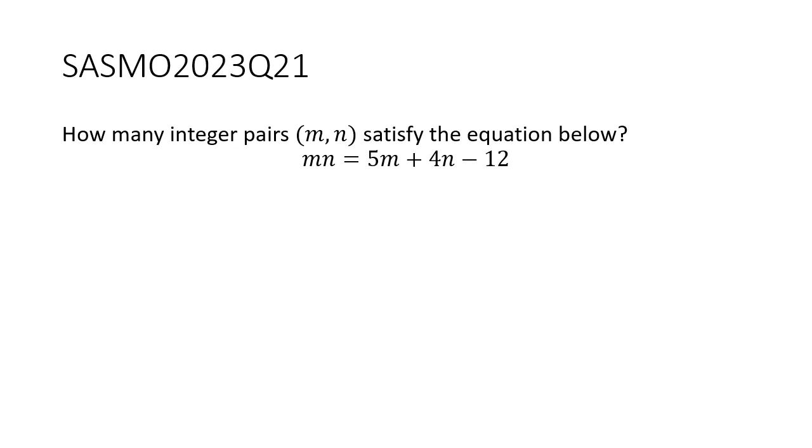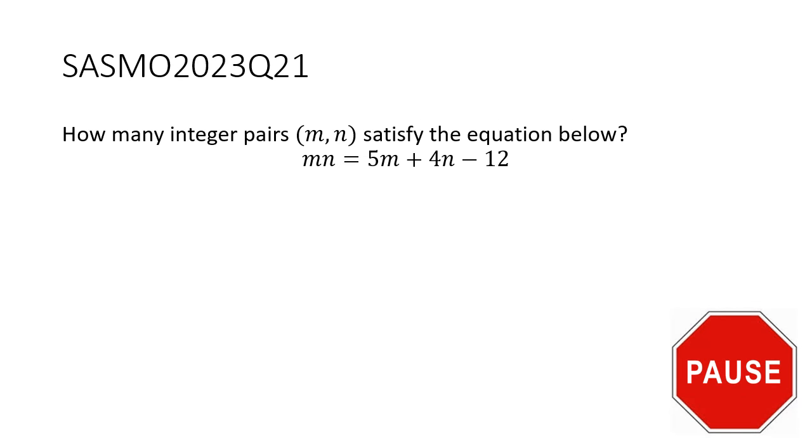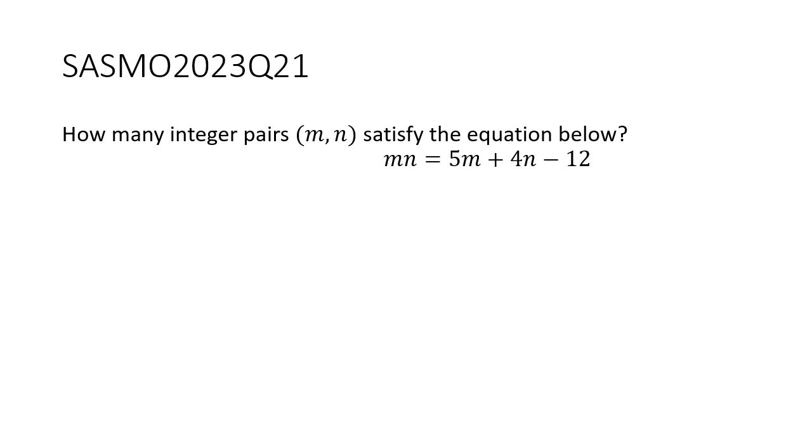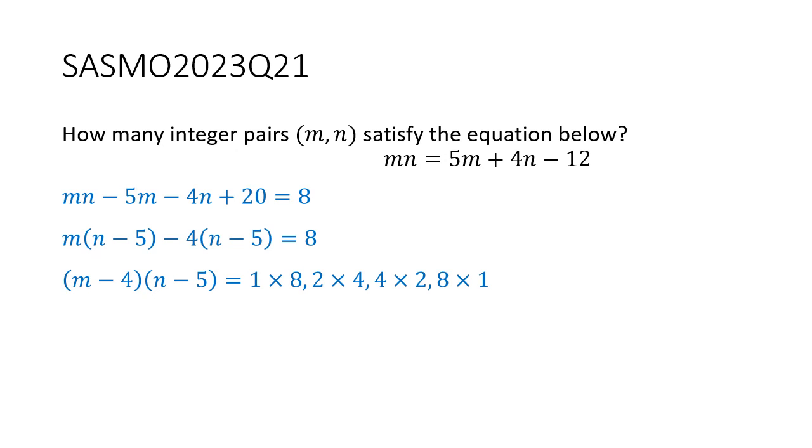Question 21. How many integer pairs satisfy the equation below? mn equals 5m plus 4n minus 12. Pause the video here and give this question a good try. So first, I'm going to bring everything over to the left-hand side. And I'm going to try to factorize it, and I fail. I can't factorize the left-hand side. But what I can do is if I add 8 to both sides, then my left-hand side is now factorizable under group factorization to (m minus 4) times (n minus 5).